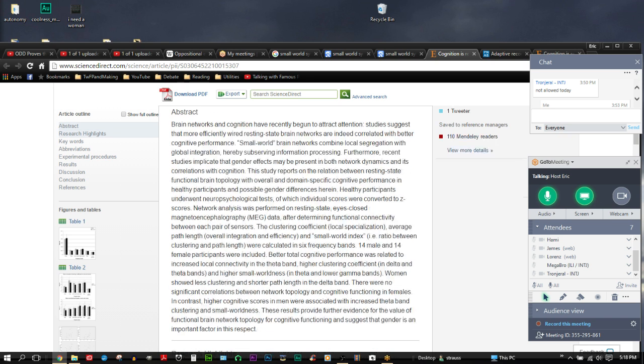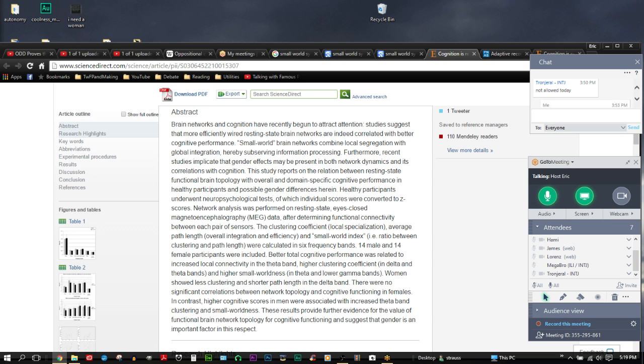Healthy participants underwent neuropsychological tests, of which individual scores were converted to Z scores. Network analysis was performed on resting state eyes closed data after determining functional connectivity between each pair of sensors. The clustering coefficient, local specialization, average path length, overall integration and efficiency, and small world index, i.e. ratio between clustering and path length, were calculated in 6 frequency bands. 14 males and 14 female participants were included. Better total cognitive performance was related to increased local connectivity in the theta band, higher clustering coefficient in delta and theta bands, and higher small worldedness in theta and lower gamma bands.